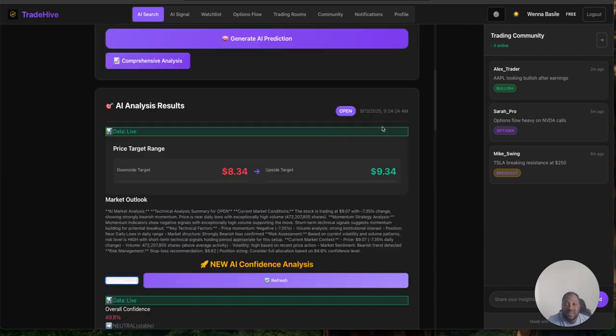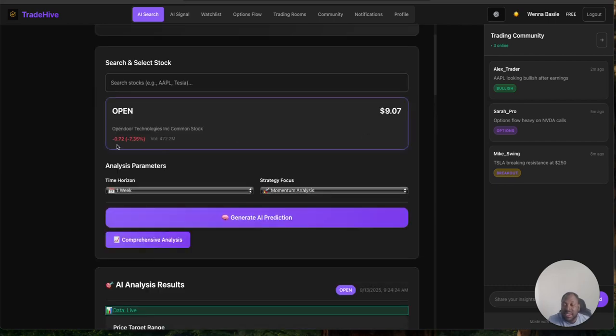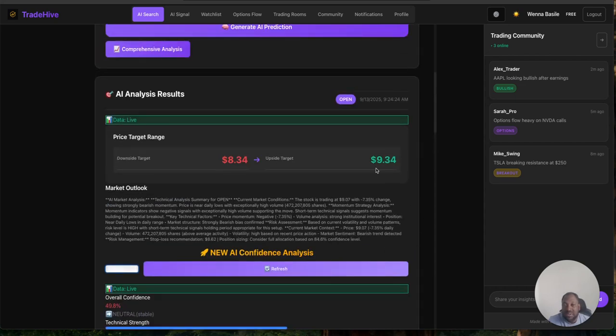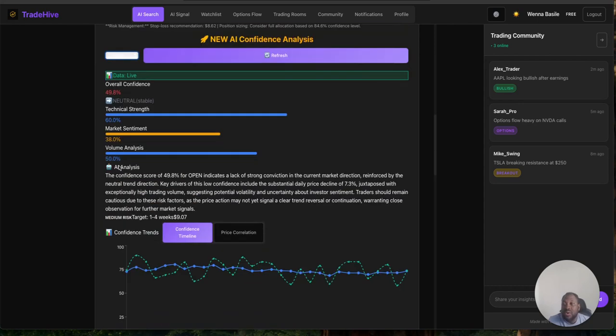Why? Because the stock dropped, as you can see here, 72 cents for a $9 stock. That's a lot, so it cut the confidence down to almost half. But let's look at Monday. Next week, if it can bounce back to 9.34 by Monday or Tuesday, then the confidence can go higher. Technical strength of 60% is good. I look for 70% in technical strength, but 60% is also good.